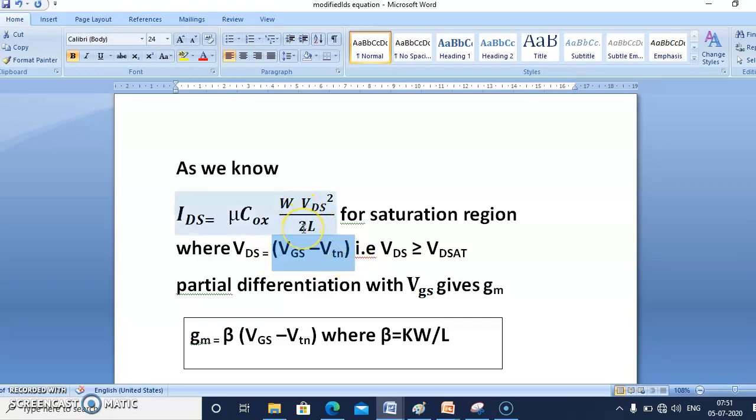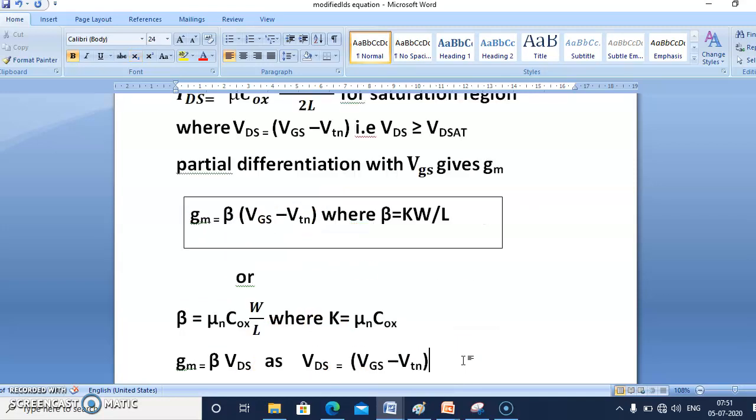Here we are having 2 in the denominator. So these 2 get cancelled, and what we will have is mu COX W by L into VGS minus VTN. The square also will be removed because we did the differentiation. So then what is the GM? GM is equal to beta into VGS minus VTN. What is this beta? Beta is equal to KW by L or mu COX W by L. We know mu COX is nothing but K.